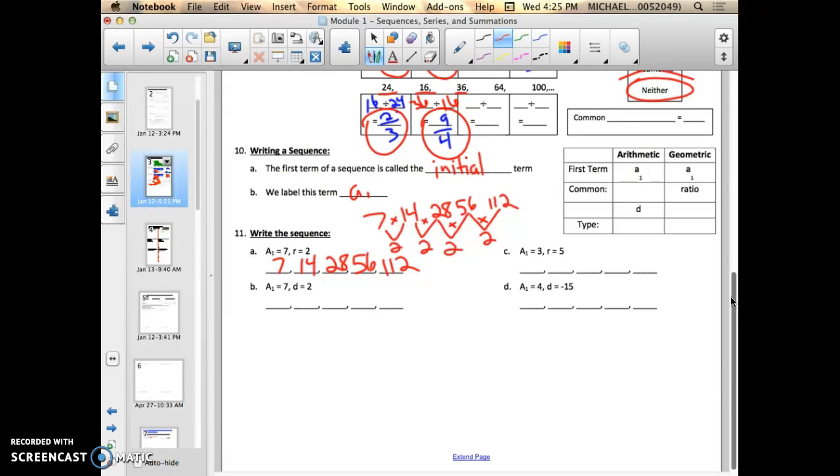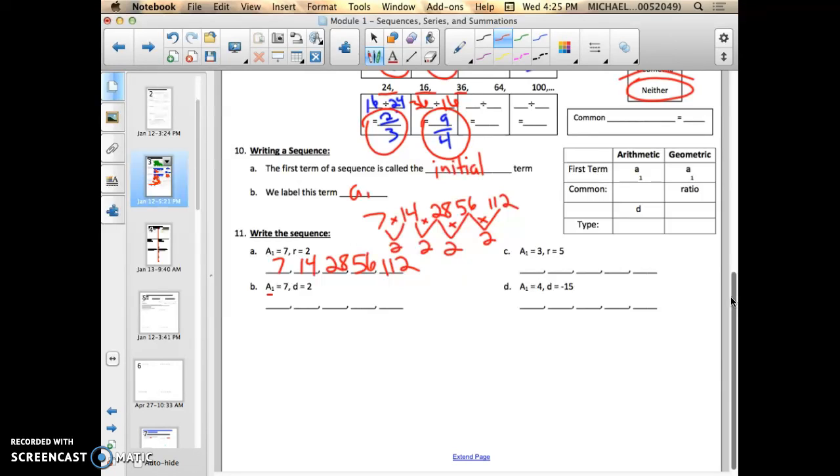The same way as I can come up with the common ratio, if given the common ratio and the first term, I can list out the sequence in order as well. And the same thing for example B, I will do this one. I'm going to have you try C and D on your own.